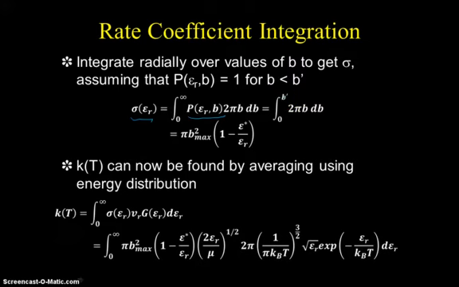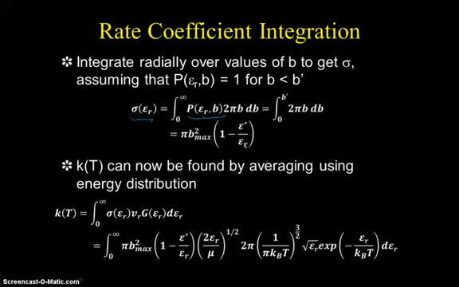When we do that, there's some algebra involved that I'm not going through in great detail, but we can show that sigma should actually be given by pi times b max squared times 1 minus epsilon star over epsilon r, where epsilon star is the critical energy and epsilon r is the relative energy based on kinetic theory.